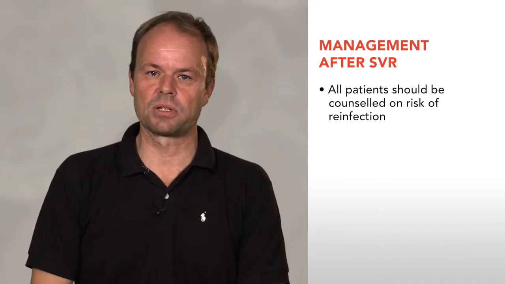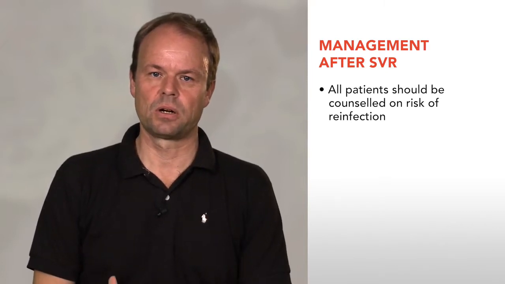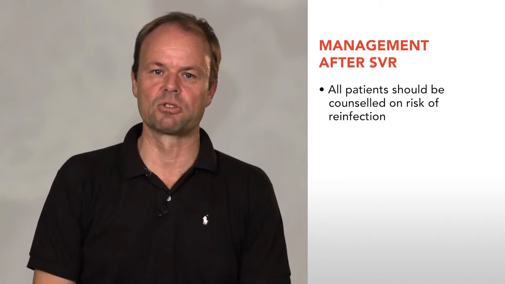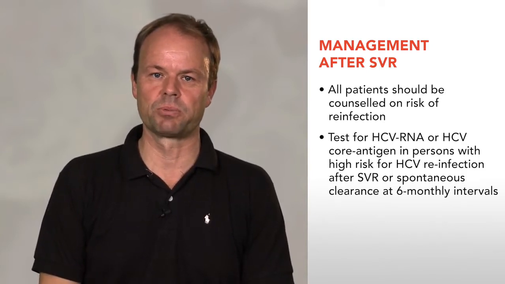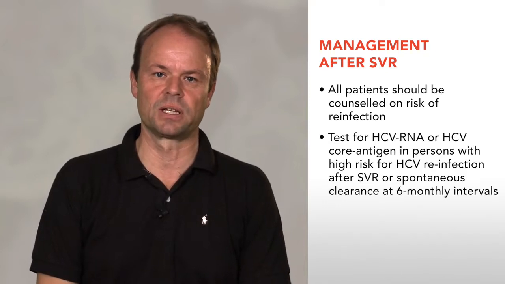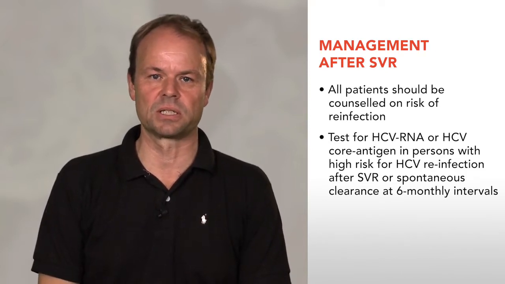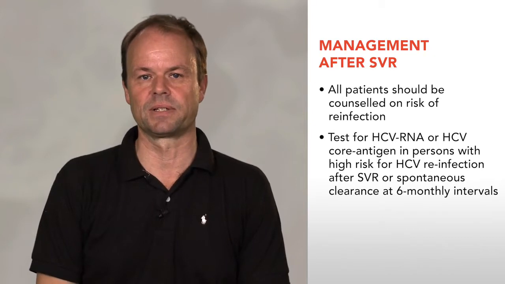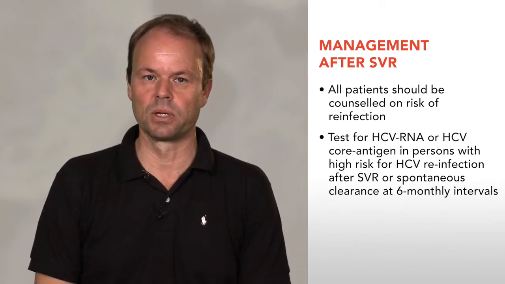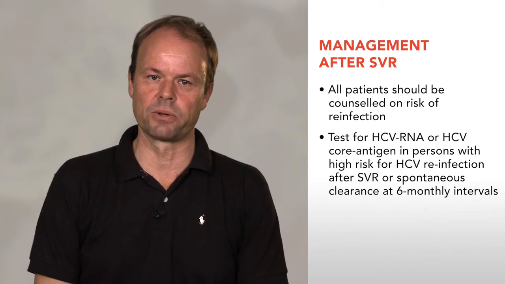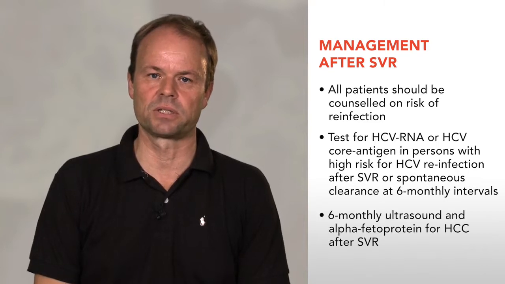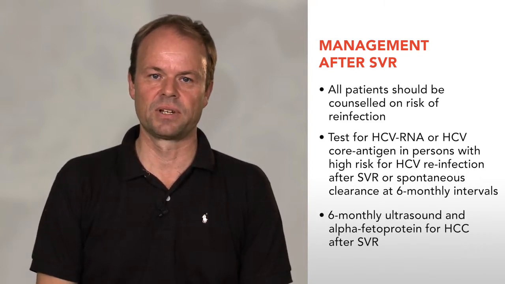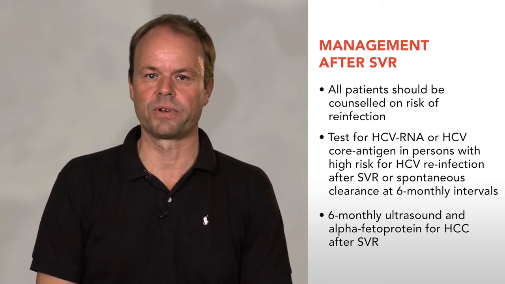In addition to counseling all patients on risk of reinfection, it is recommended to test for HCV RNA or HCV core antigen in persons with high risk for HCV reinfection after SVR or spontaneous clearance at 6 monthly intervals. As mentioned earlier, persons with liver cirrhosis are still at risk of HCC and liver failure after SVR and should therefore be offered 6 monthly ultrasound for HCC as well as endoscopy for esophageal varices.